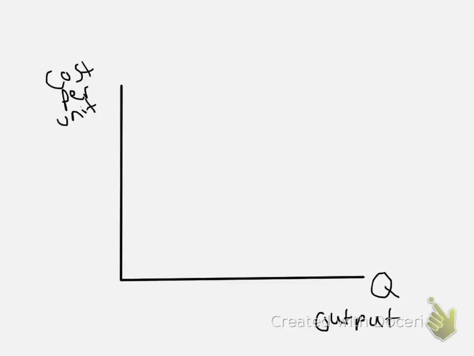So I'm going to start with the marginal cost curve, and the marginal cost is going to equal the change in total cost divided by the change in output. Now, if our change in output is equal to 1, then the marginal cost is just the change in total cost. So how much does your total cost go up when you produce one more unit?